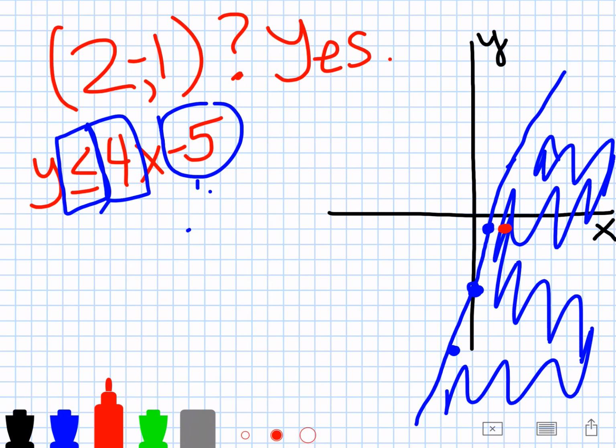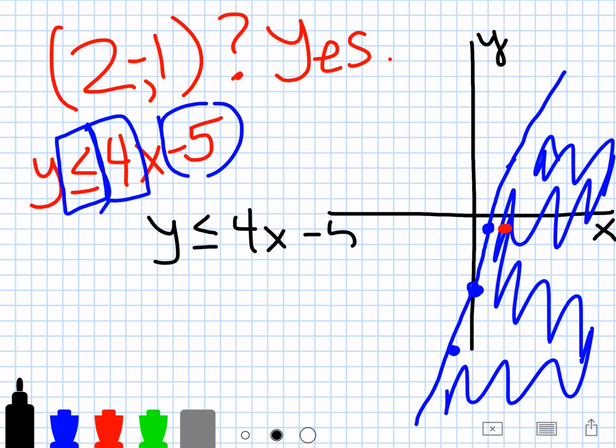But let me show you another way that you can check your answer. In your original problem here, y is less than or equal to 4x minus 5. Remember, you have a test point.